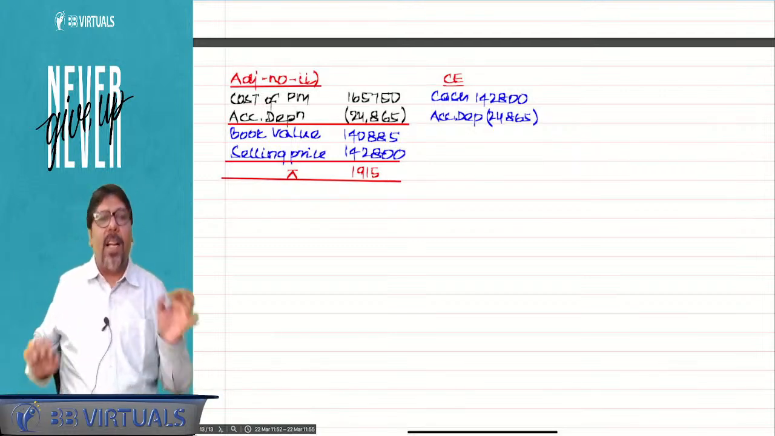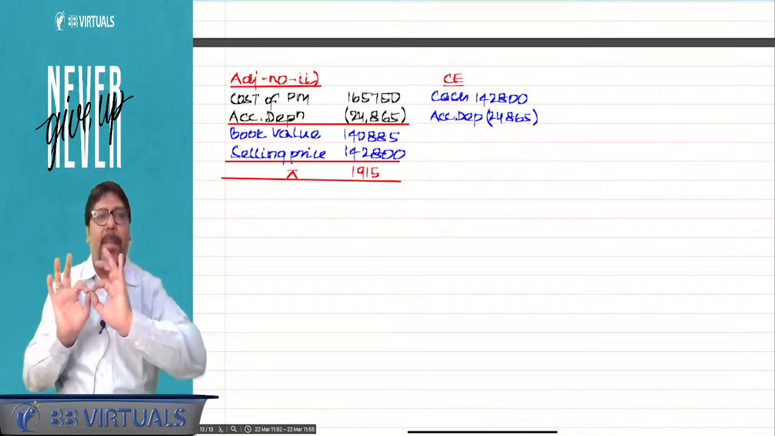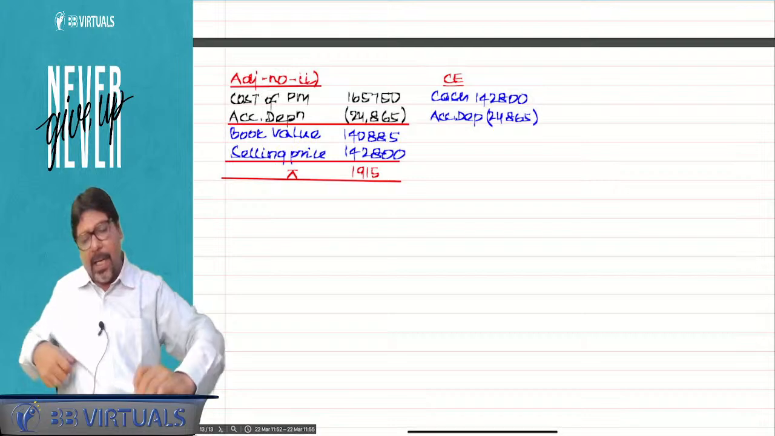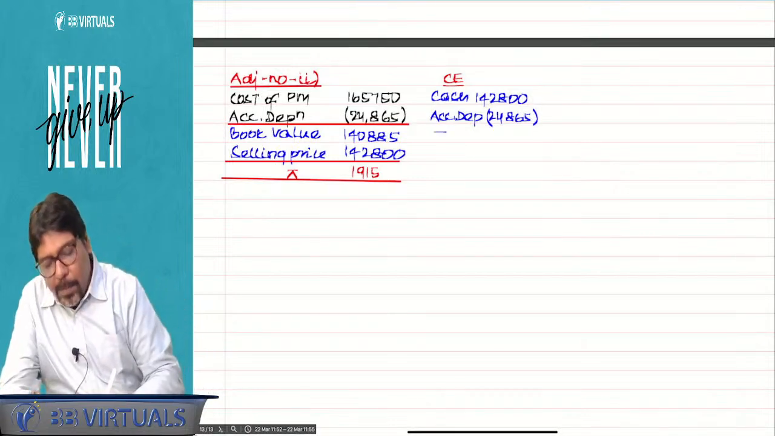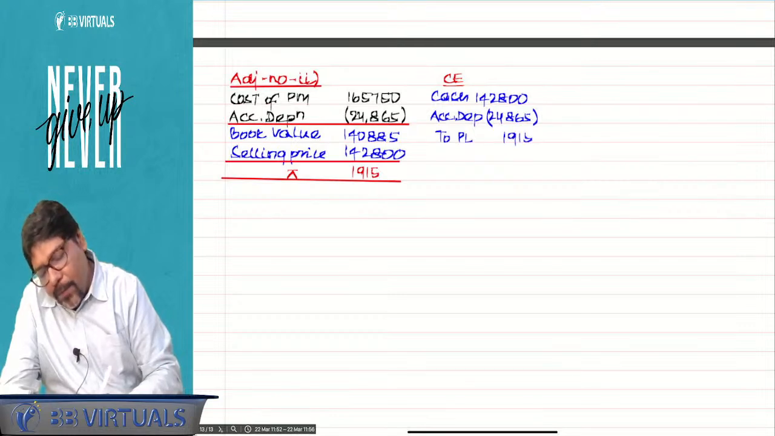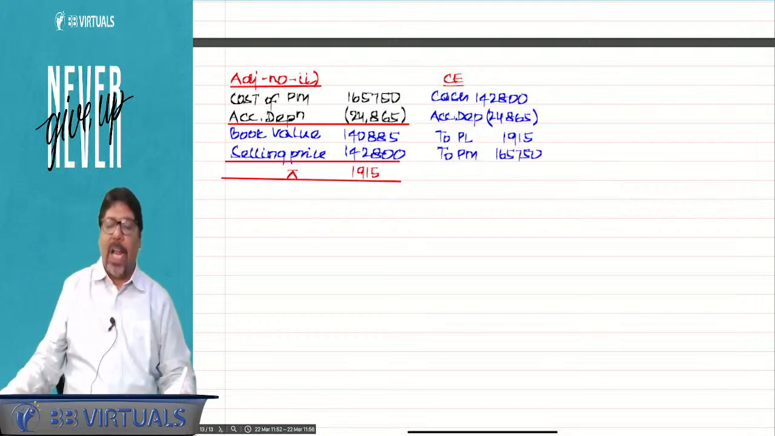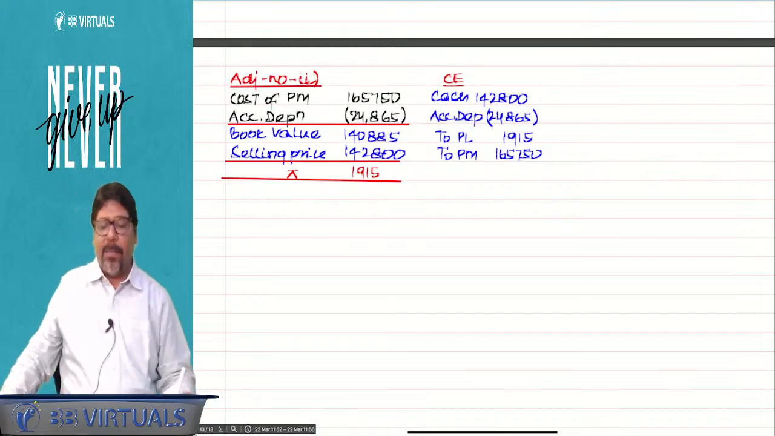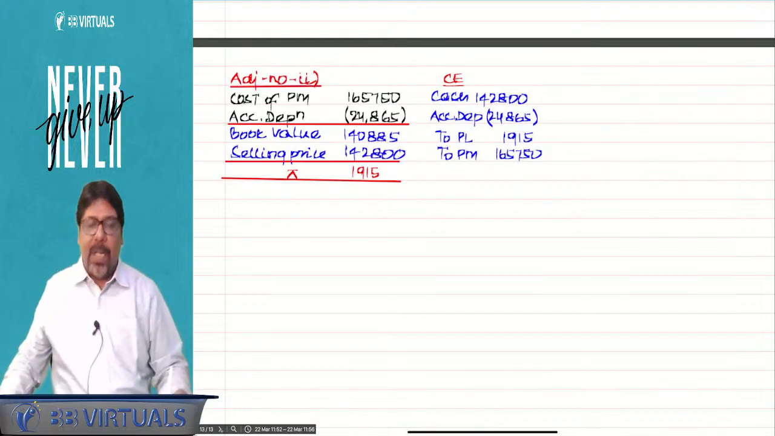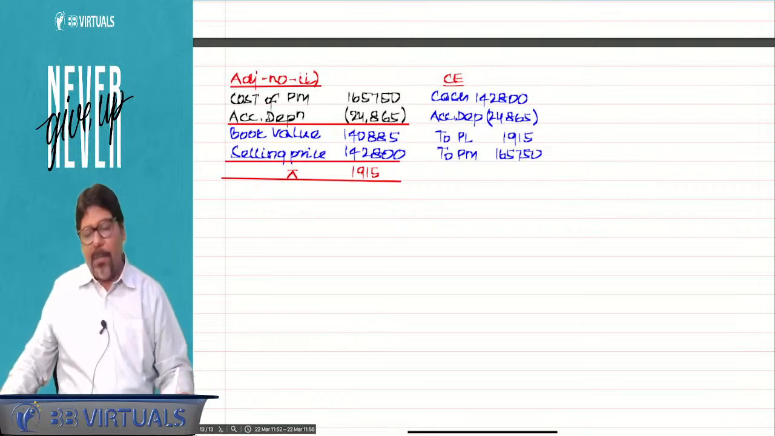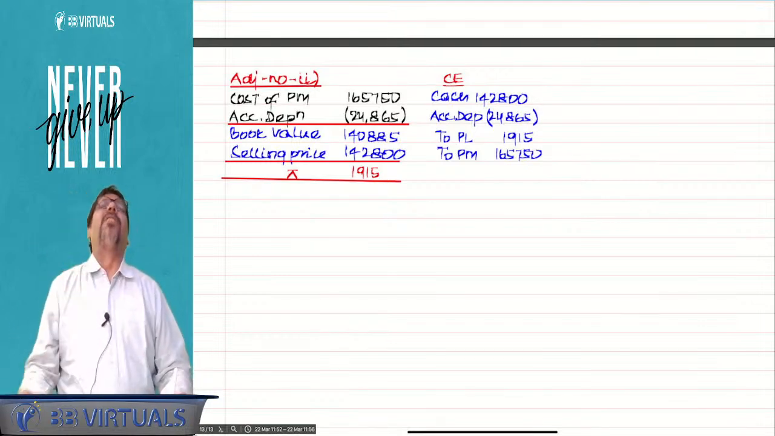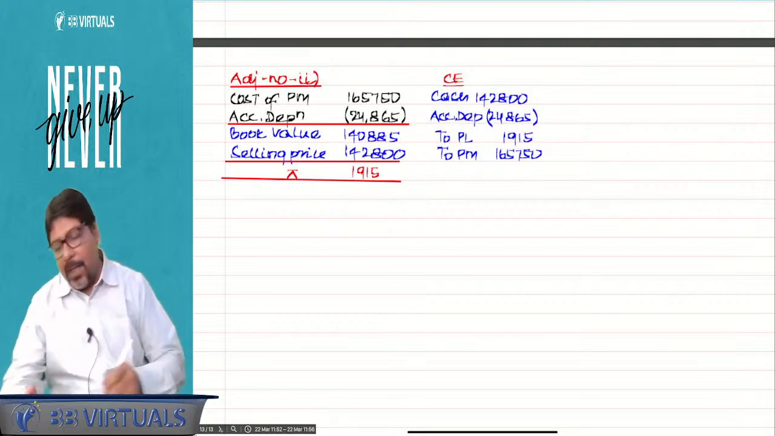Accumulated depreciation has a credit balance. So when it goes, it should be debited. Correct. So P&L should be credited: to P&L 1915 should be credited, to plant and machinery 165,750. Cash account debit 142,800. Accumulated depreciation 24,865. To P&L 1915. To plant and machinery 165,750. Yes or no? Yes, sir. So this should have been my correct entry.